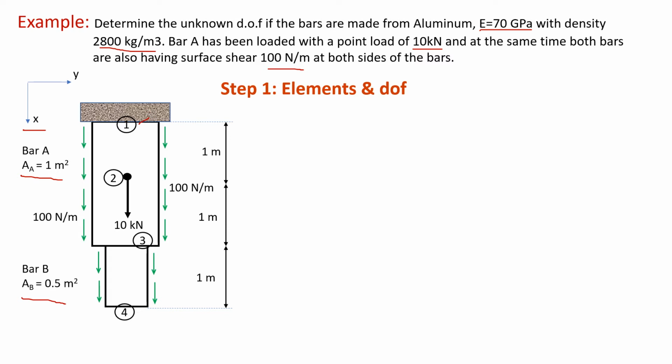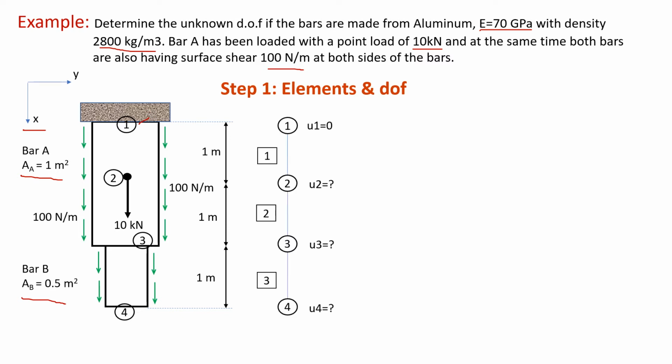So we transform these nodes into elements. Element 1 is between node 1 and node 2, element 2 between node 2 and node 3, and element 3 between node 3 and node 4. Next step, we have to determine the degrees of freedom. Please take note that node 1 has a fixed joint, meaning that node 1 cannot move. It's stuck, so U1 equals 0.